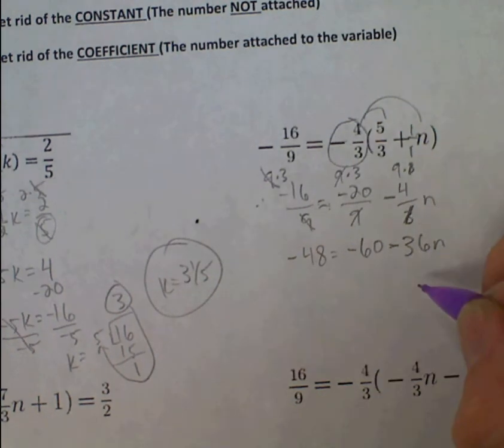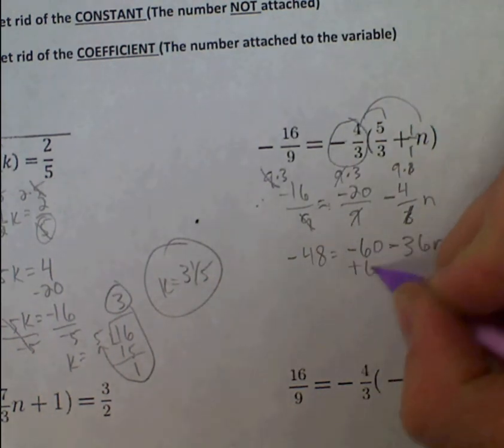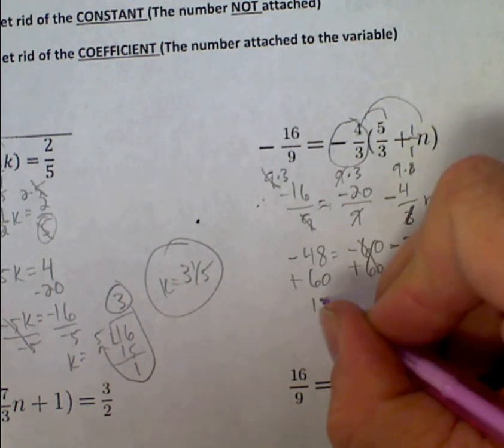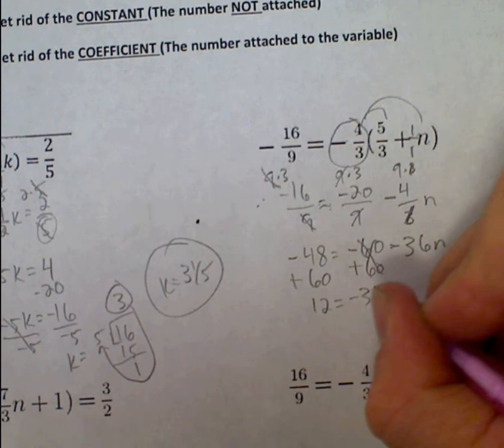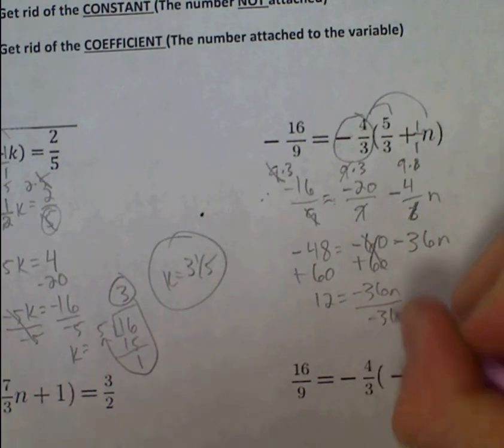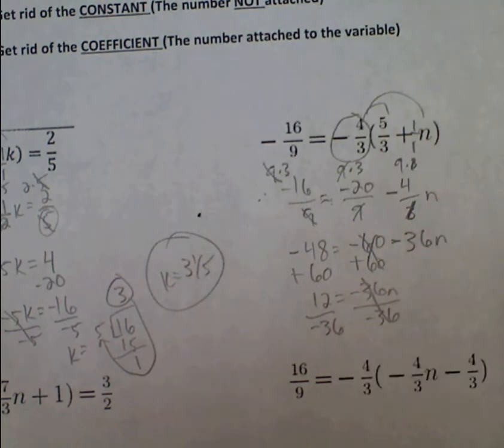Now we're back to the easy part. Get rid of the constant, so I'm going to add 60 to both sides, that gives me +12 equals -36n. Divide both sides by -36.